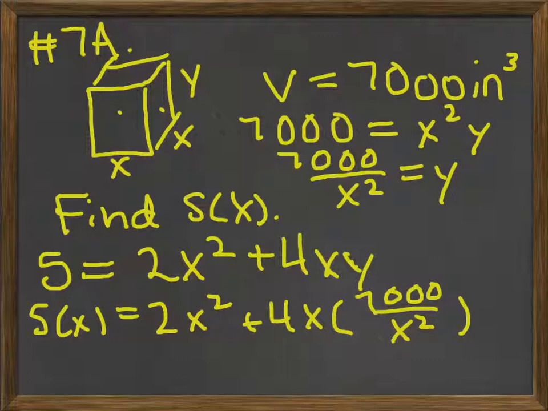You can then simplify this if you like. For instance, you could multiply the 4 times the 7,000. X over x squared would leave you just with 1x in the denominator, and then once you have that function you can continue on and answer their question about the minimum surface area.